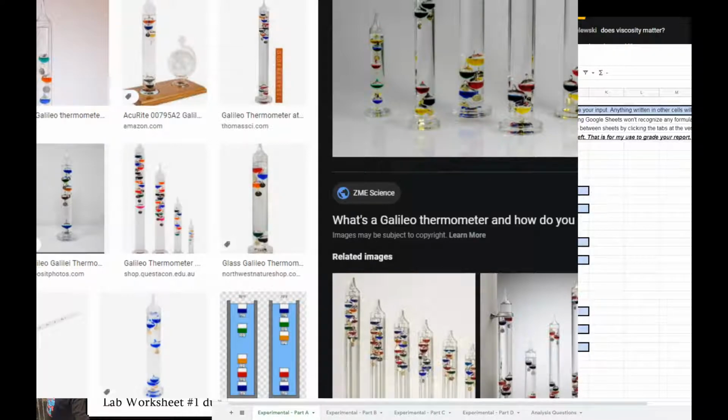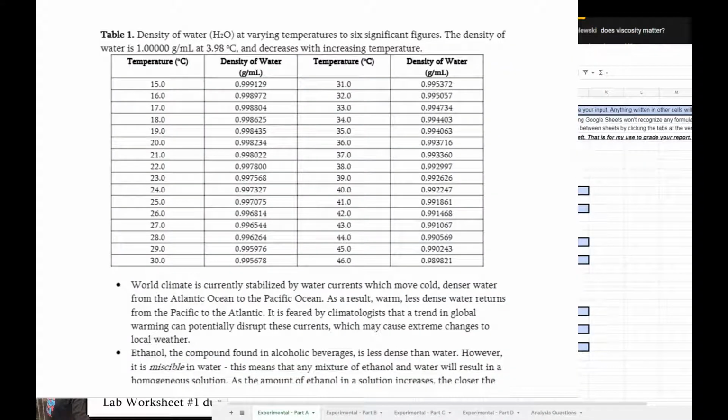So that's an application of density that you may have seen before. When I worked at Tacoma, they had one of those in the laboratory, and it was kind of cool.